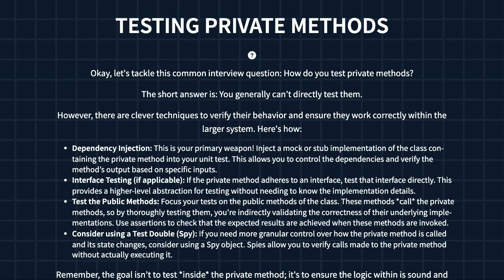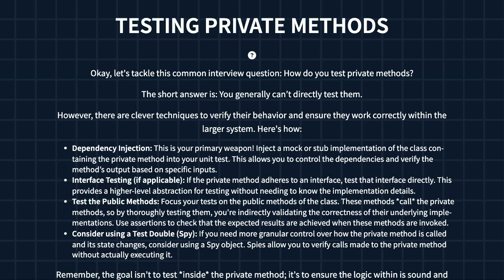Alright, let's talk about testing private methods, a frequent interview question. The key takeaway here is that you can't directly test them because they're hidden implementation details. But don't worry, we have some great strategies. Dependency injection is your best friend. Create mock versions of the class containing those private methods and control their interactions within your tests. If the method follows an interface, test that interface instead.